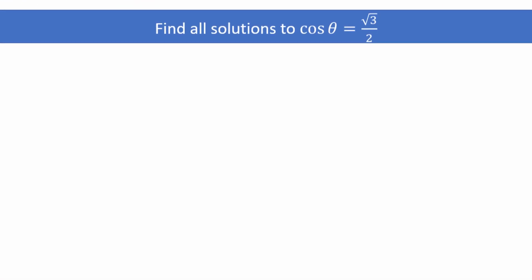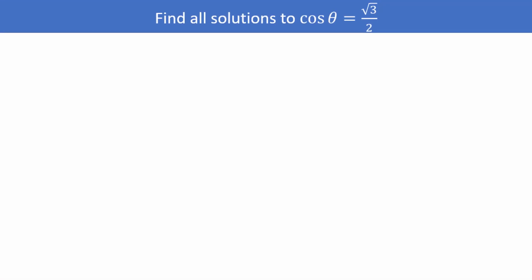Let's try a problem that's a little bit different. We are asked to find all solutions to cosine of theta is equal to the square root of 3/2. Notice in this problem, we are not restricted to the interval of 0 to 2 pi. We are asked to find all solutions.